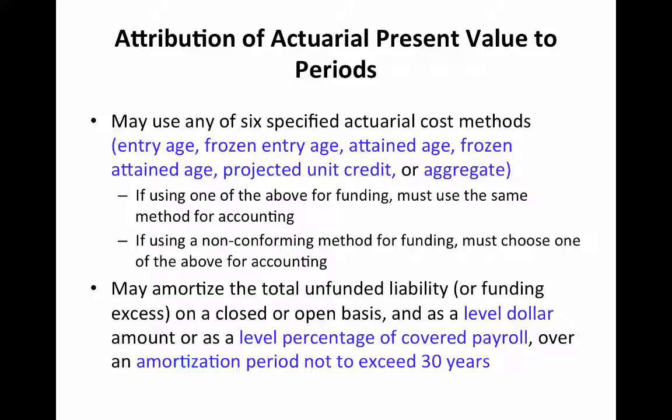A level dollar amount means essentially spreading it in equal amounts every year like a mortgage. Whereas a level percentage of covered payroll, the amounts grow over time, as the amount of payroll grows. So say it's 10% of payroll, and so payroll is going to rise, and the amount that is equal to 10% of payroll is going to grow over time as well. That amortization period is limited to no more than 30 years.